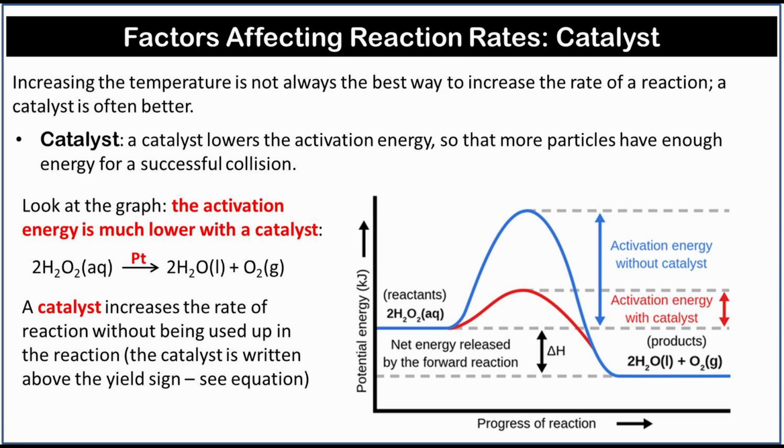Increasing the temperature is not always the best way to increase the rate of a reaction. A catalyst is often better. A catalyst lowers the activation energy, so that more particles have enough energy for a successful collision. Consider the decomposition of hydrogen peroxide. At room temperature, the rate of reaction is very small. From the graph, it can be noticed that the activation energy is much lower with a platinum catalyst, which increases the rate of the reaction. When the energy barrier is lower, more of the reactant particles have enough energy to form products.